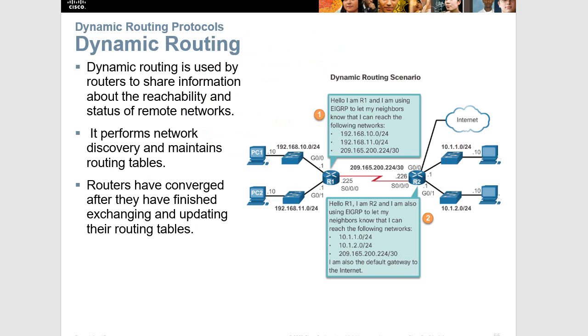And then we have dynamic routing, which is automatically learning about paths to different networks. So dynamic routing is used by routers to share information about the reachability and status of remote networks. It performs network discovery and maintains routing tables. Okay. Routers have converged after they've finished exchanging information and updating their routing tables. Basically, they know about all the routes around them. So this is a pretty well simplified version of dynamic routing.